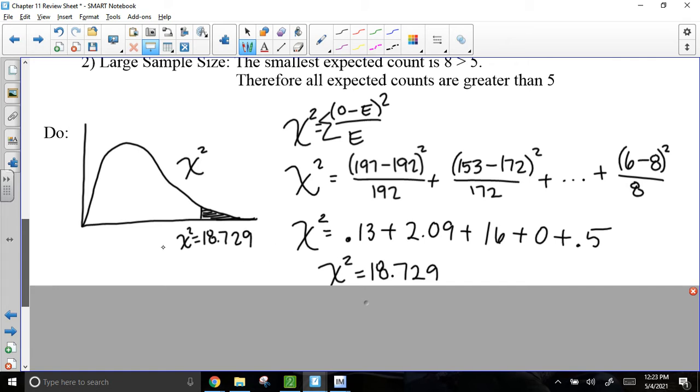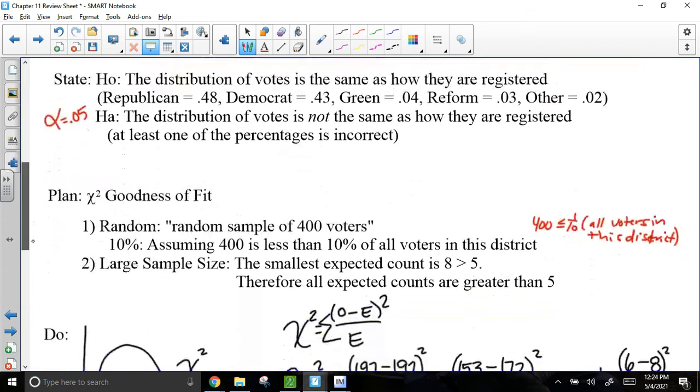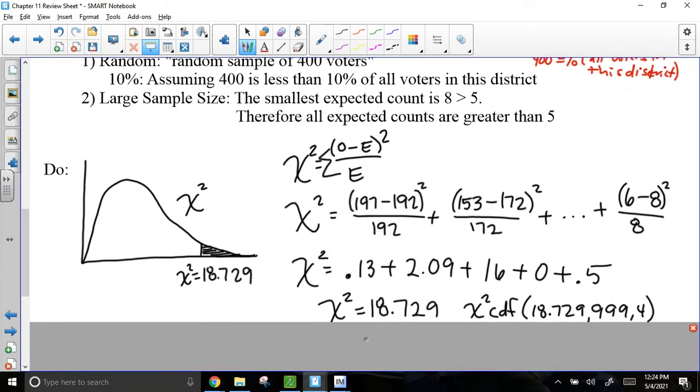But remember, we still have to turn that into a p-value. How do we turn that into a p-value? By doing chi-squared CDF. We're going to put the lower bound as 18.729, because that's the left side of the shaded region, all the way up to the upper bound of 999. And what about the degrees of freedom? Well, this is a goodness of fit, so we have the number of categories minus 1. So 1, 2, 3, 4, 5 categories minus 1 gives a degrees of freedom of 4. Now make sure you label these: this is your lower bound, this is your upper bound, this is your degrees of freedom. I want to see this information plugged in.